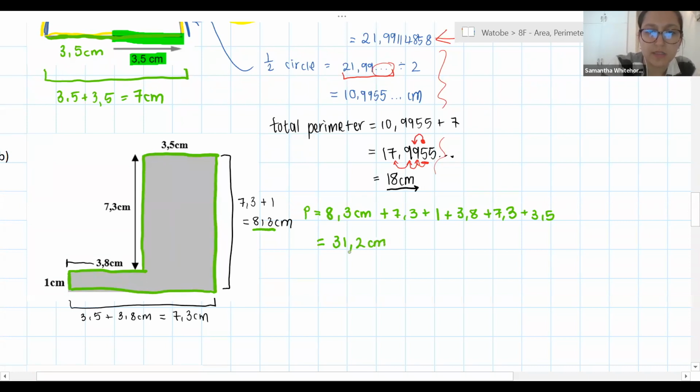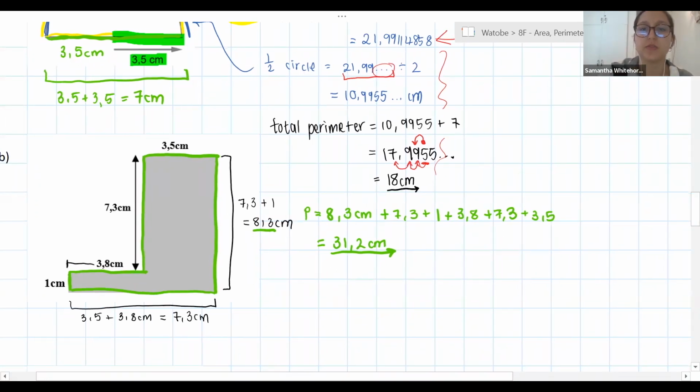31,2 centimeters. And because there were a lot of different answers on the chat, I just want to double check my addition. 31,2 centimeters. So when doing this, guys, what we want to do is add all of the lengths that make up the outside of my shape. And as long as we are remembering all sides and all lengths, we should be able to get our perimeter.